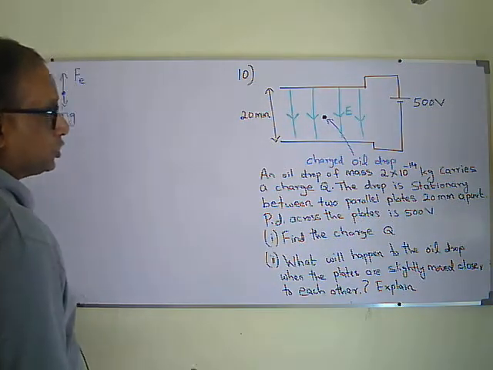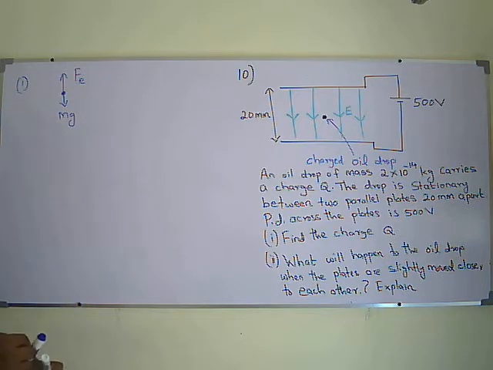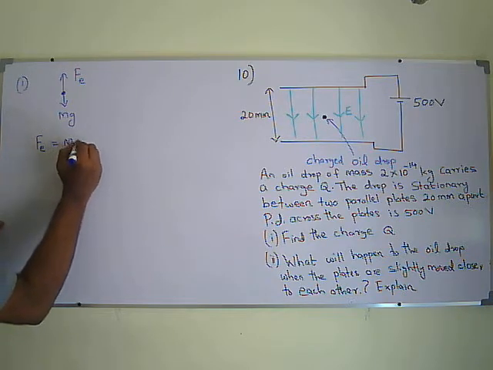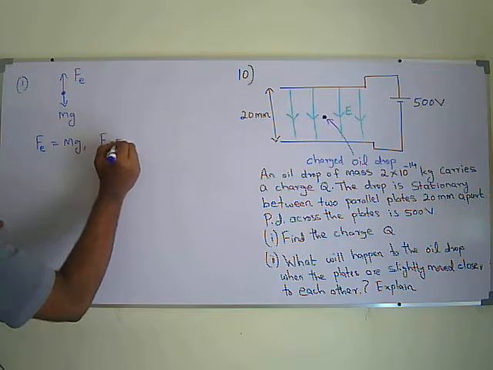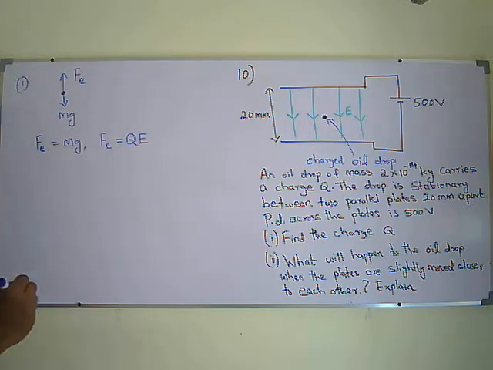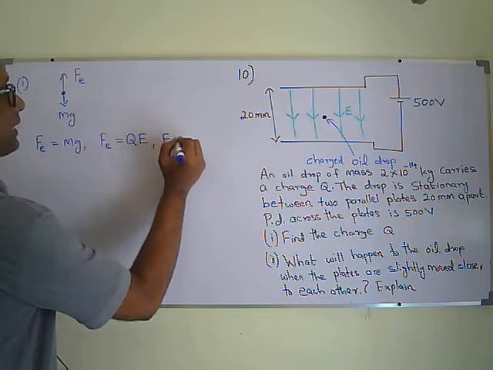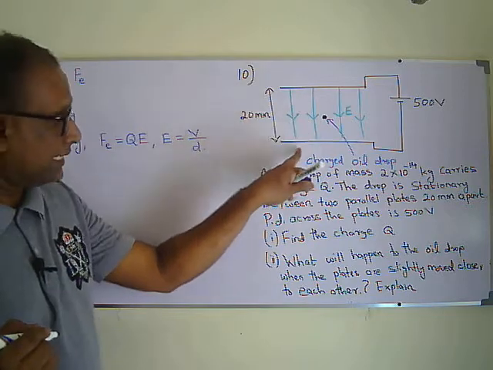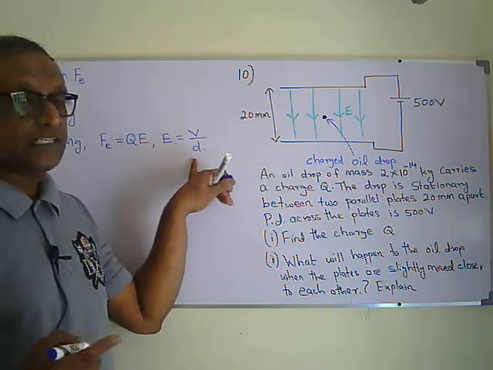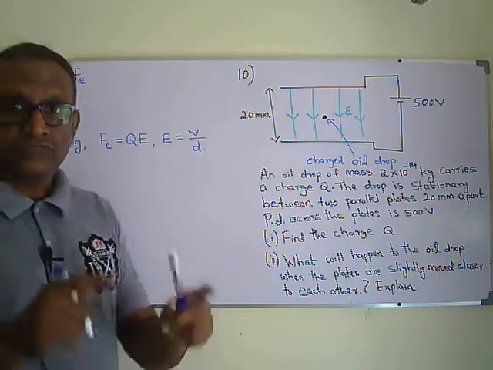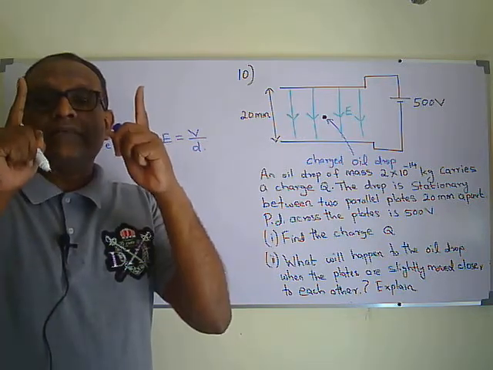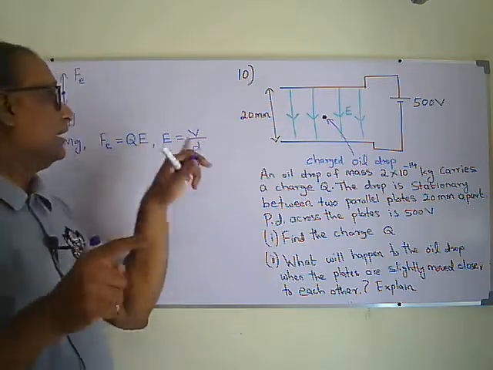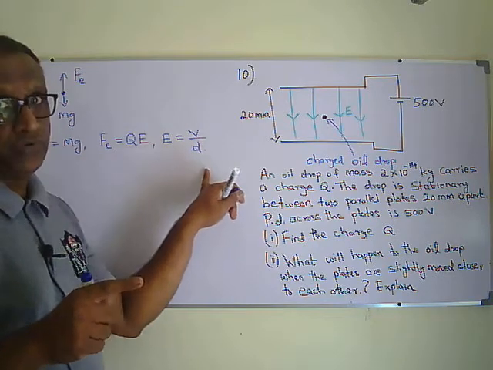So it's simple. They asked to find the charge. First part, find the charge Q. The oil drop is carrying charge Q. Since it's at rest, Fe must be equal to mg. But we know that the electrostatic force is given by F equal QE. And also in a uniform electric field, E equal V over d, where V is the potential difference between the plates and d is the distance between the plates. In the previous video, I told that in a uniform electric field, if you consider two points, the distance between the two points is d, and the potential difference between them is V, then the electric field strength is given by E equal V over d, right?